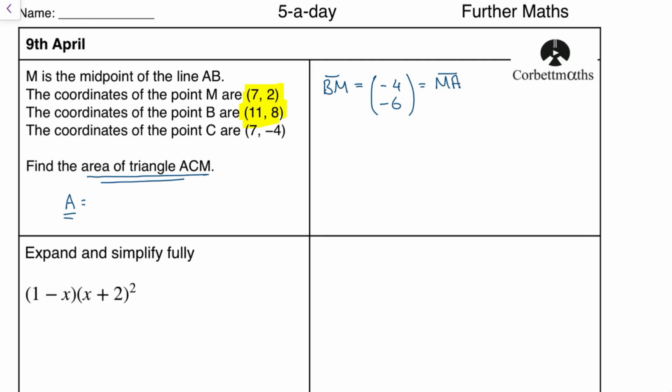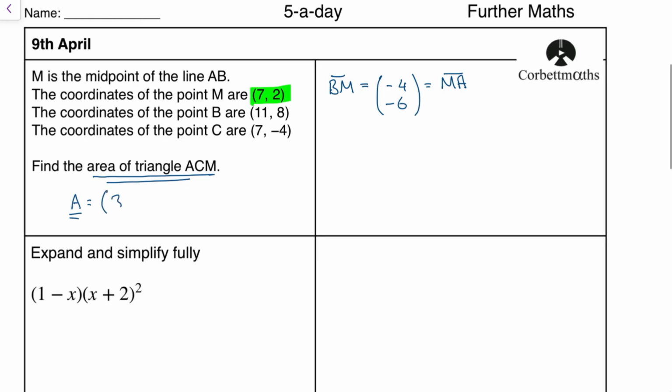So if I start from the coordinates of M, which are 7, 2, so again, I'm now looking at just the coordinates of M, which is 7, 2. That means the coordinates of A will take my X value of M, which is 7, and take away 4, and that gives me 3. And then take my Y coordinate of M, which is 2, take away 6, which gives me minus 4.